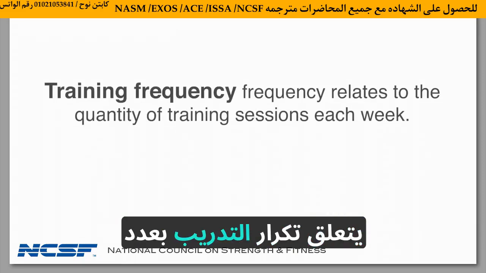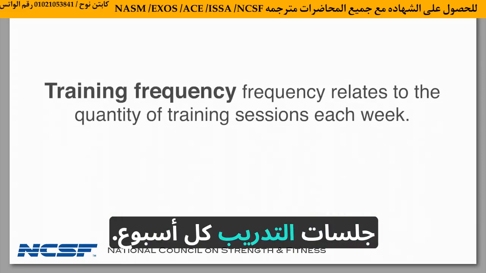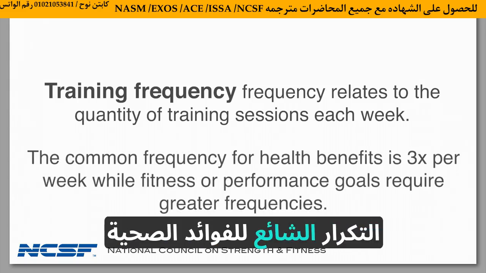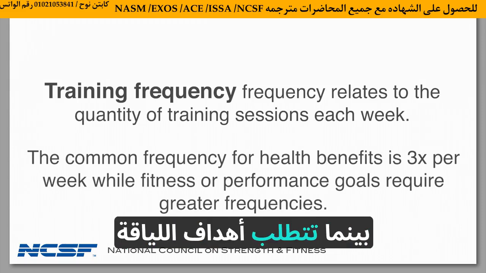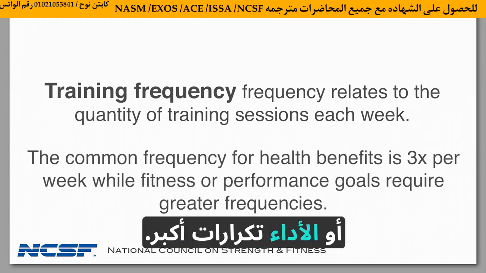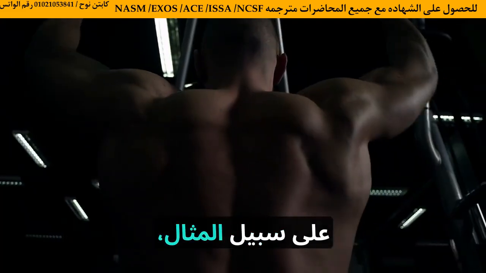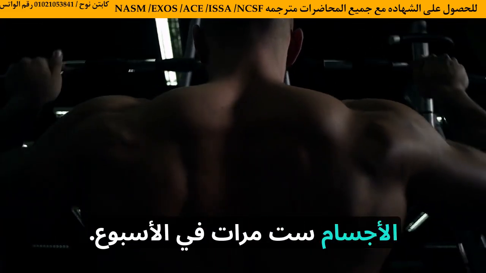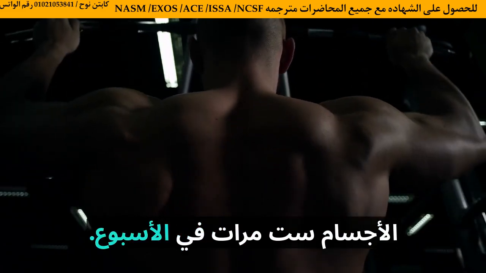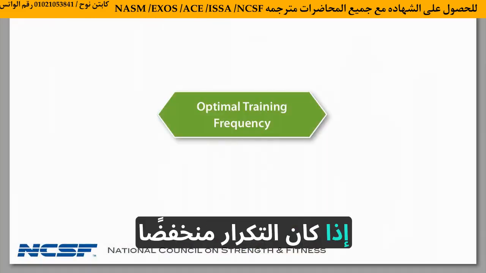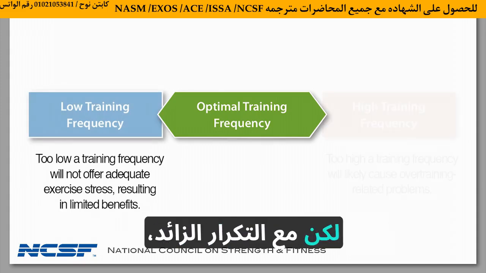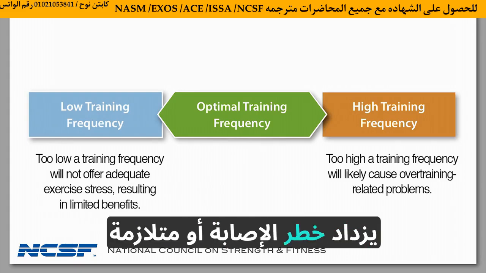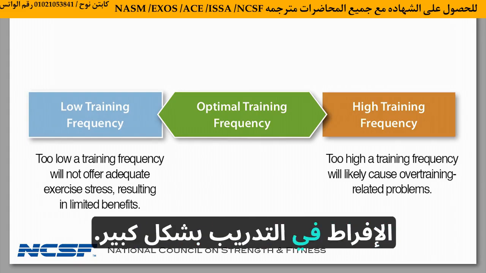Training frequency relates to the quantity of training sessions each week. The common frequency for health benefits is 3 times per week, while fitness or performance goals require greater frequencies. For example, bodybuilders often work out 6 times a week. In any case, if the frequency is too low for the goal, improvements will be inadequate. But with excess frequency, the risk for injury or the overtraining syndrome increases significantly.